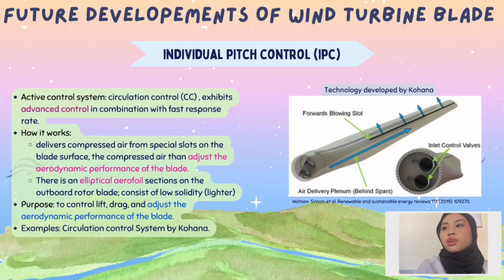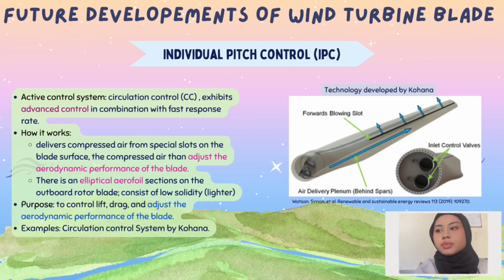So first, for IPC, it is an active control system, and the circulation is circulation control. It has advanced control in combination with a fast response rate. So whenever there's an imbalance in weather or wind, they will respond very quickly. And how it works is it delivers compressed air from special slots on the blade surface. The compressed air then adjusts the aerodynamic performance of the blade.